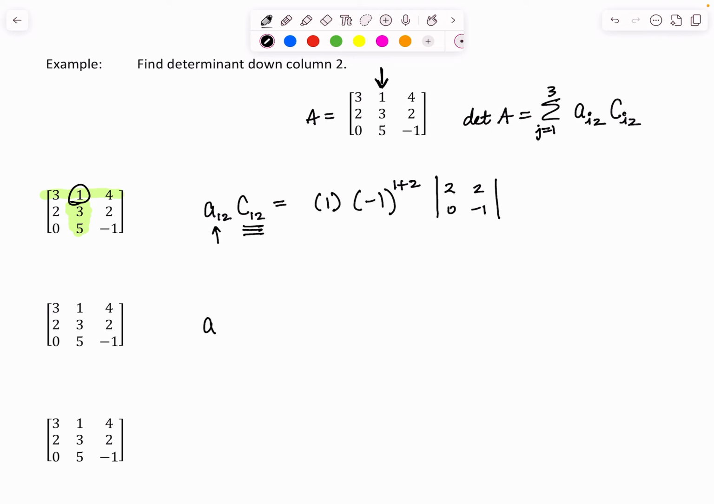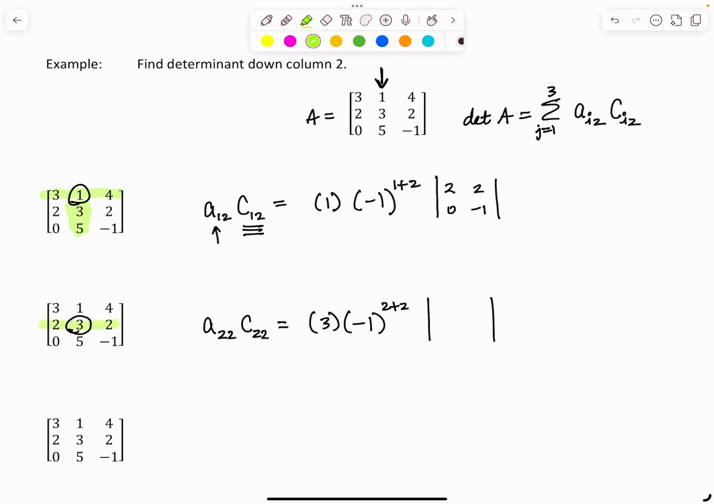And then now let me look at A22, C22. So this says there is A22, which is 3. Then the cofactor is going to be minus 1 to the 2 plus 2. And then the determinant of the submatrix. So I want to delete the column and the row that entry appears in. So 3, 0, 4, minus 1.